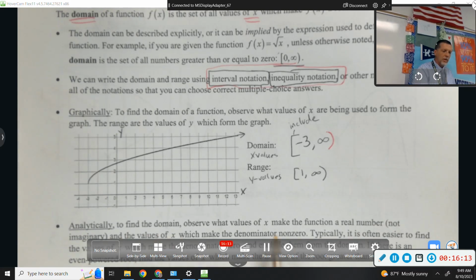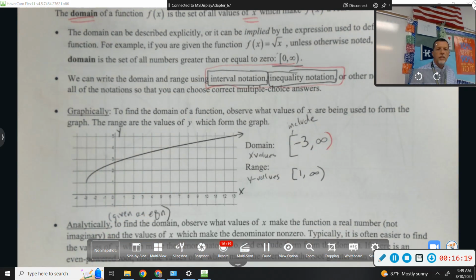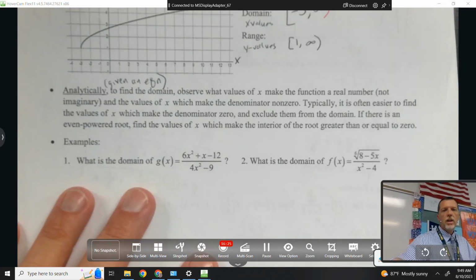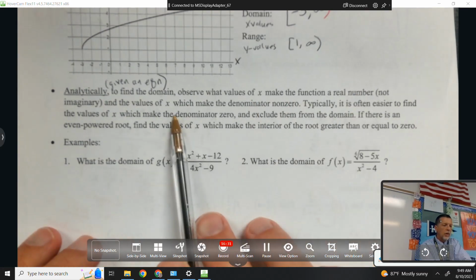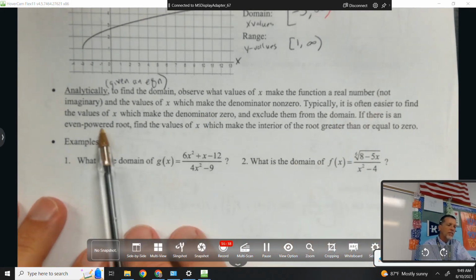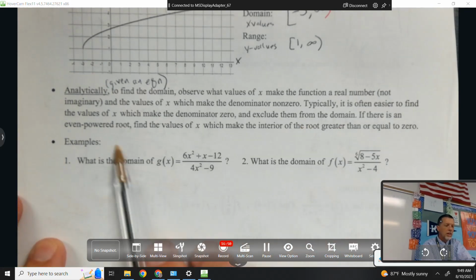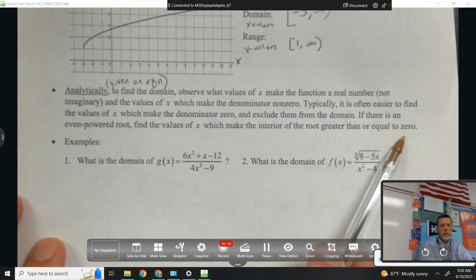Analytically, to find the domain, if you're given an equation, is what this means. So given a graph, it's pretty easy. Given an equation, it takes a little bit of work. We have to figure out what values of x make the function a real number. It's like what works, and what values of x make it not work. Typically, it is often easier to find the values of x which make the denominator 0 and exclude them from the domain. So it's sort of the opposite problem. We want to know what works, but it's easier to give the answer of what doesn't work. If there's an even-powered root, find the values of x which make the interior of the root greater than or equal to 0.